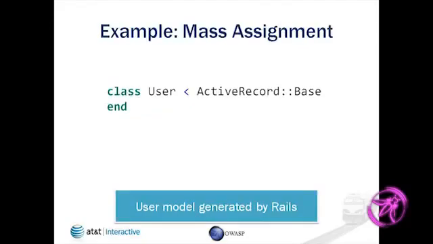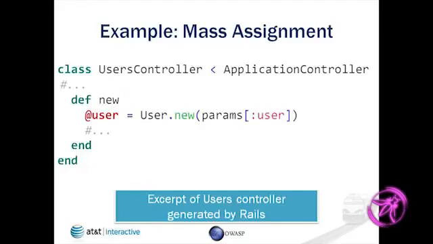So one more example. This is a model as generated by Rails. There's nothing in it because it pulls everything from the database. Here is the corresponding controller that it generates. And here you can see it's creating a new user straight from the query hash. So how many people are familiar with mass assignment?